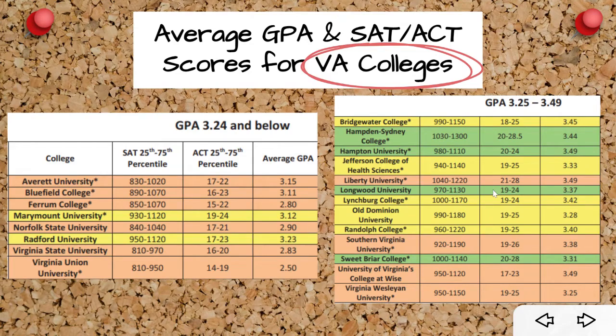Take a look at Hampton University. That's a 3.49. Students that get admitted to Hampton University have an average of 3.49 grade point average. So with this information, which one do you think is going to be more difficult to get into? Hampton University or Norfolk State University?